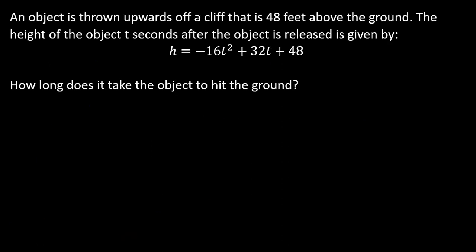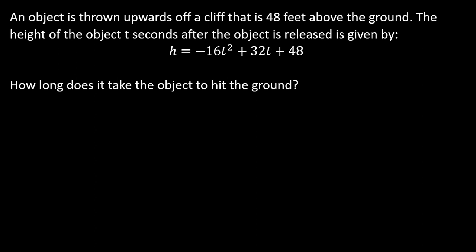So let's get started. I really just have a couple of examples here to go through. The first one has to do with quadratics and projectiles, and projectiles always come up with quadratics. They're a favorite thing to do. This says an object is thrown upwards off a cliff that is 48 feet above the ground. The height of the object t seconds after the object is released is given by the equation h equals negative 16t squared plus 32t plus 48. And the question is, how long does it take the object to hit the ground?